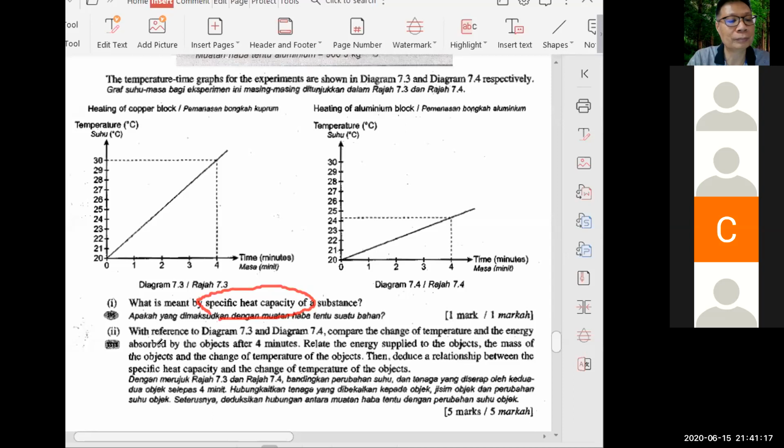Okay, now number 2. With reference to diagram 7.3, 7.4, sure, you compare. The question: compare the change in temperature. You see, this temperature goes up faster, meaning it changes faster, compared to this one. This one changes very slowly. So you know the answer already. And compare the energy absorbed by the object after 4 minutes. Compare the energy absorbed. Of course, the energy absorbed is how?